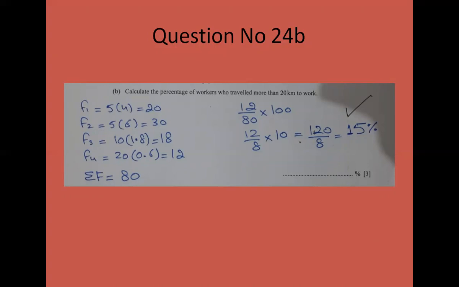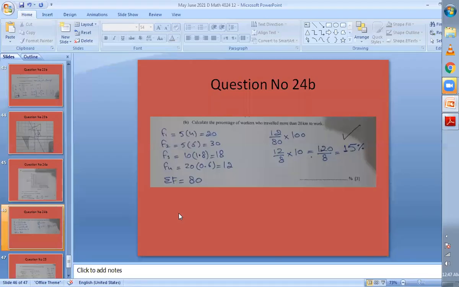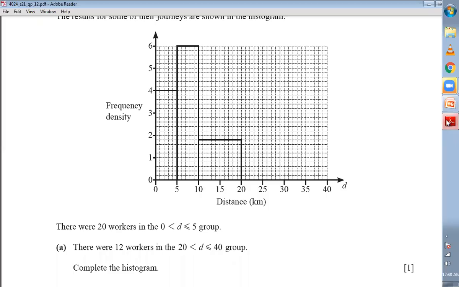So I will have 12 divided by 8 into 10. So you will have 120 divided by 8. So 120 divided by 8 is 15. So there are 15% of people who travel more than 20 kilometers to work. Hopefully you understand. That was question number 24, and it's B part.